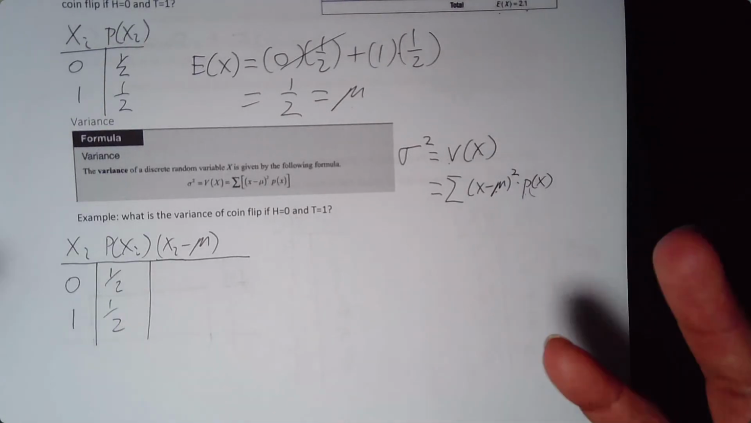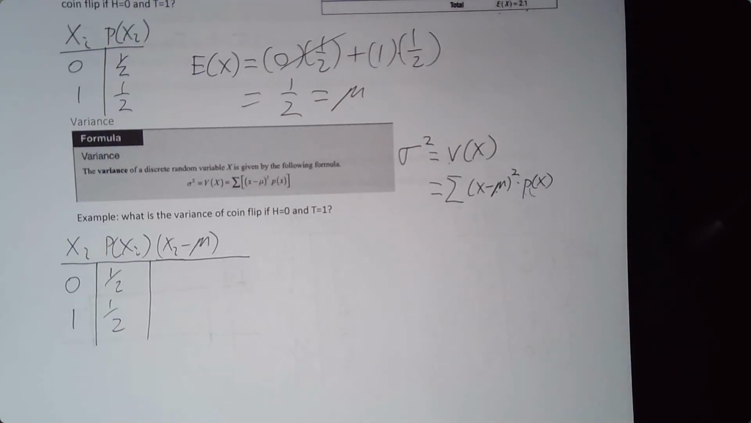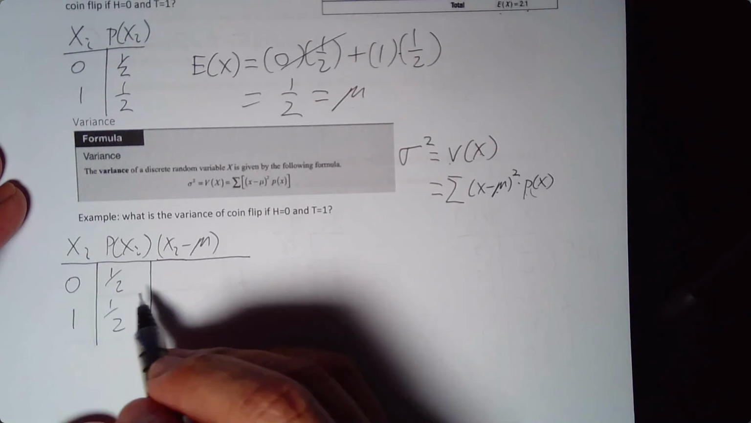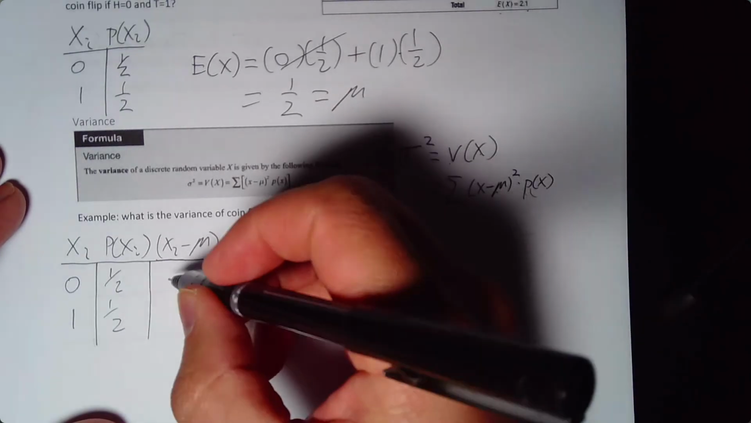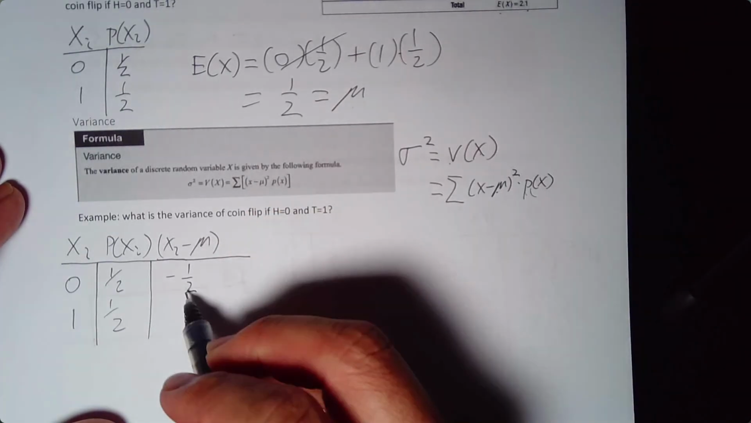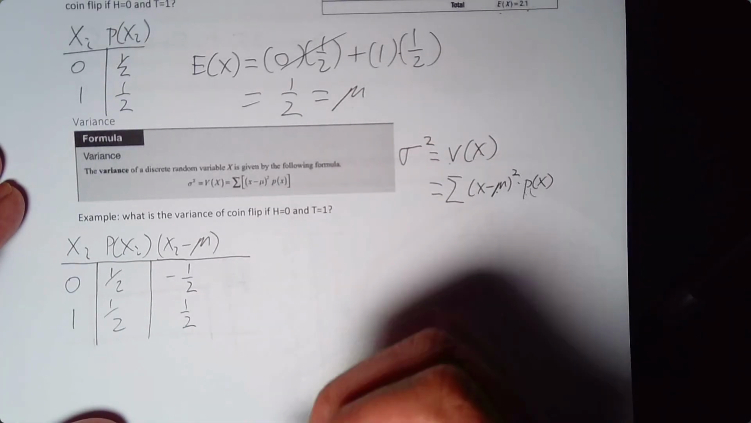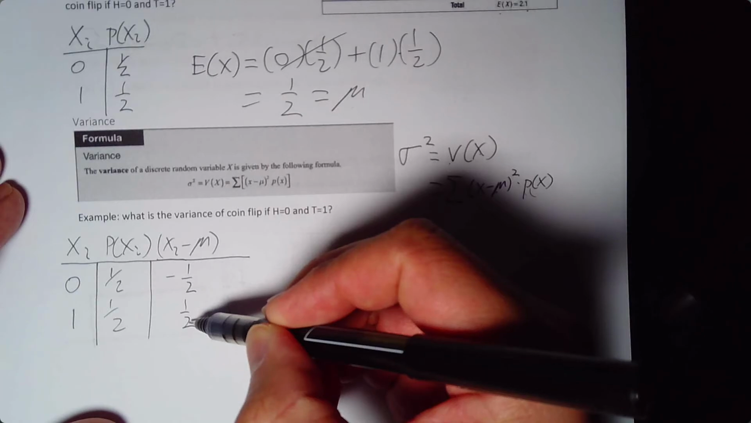Now at this level, we're not going to make a big deal about distinguishing between the two. But these are the notations that you will see in your textbook. So xi minus mu. Basically this is 0 minus 1/2, so I get negative 1/2. And here, 1 minus 1/2, so I get 1/2. Now you notice if I add them up, I'll get 0.